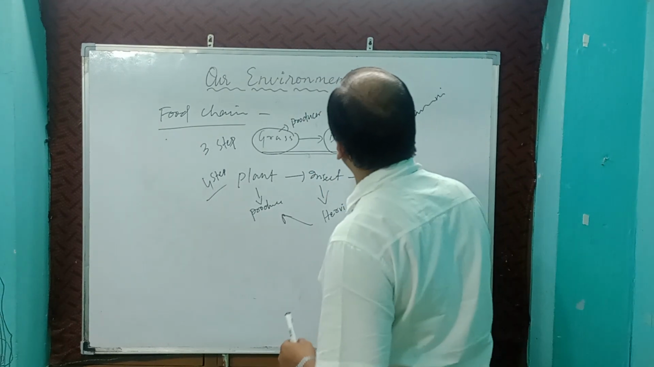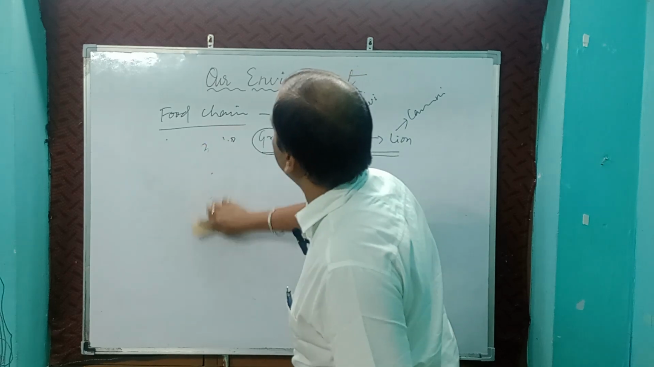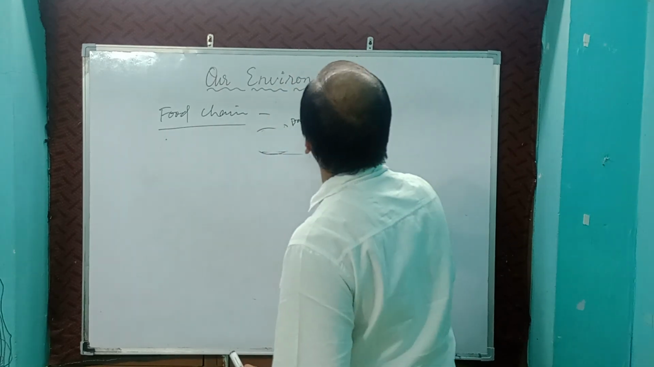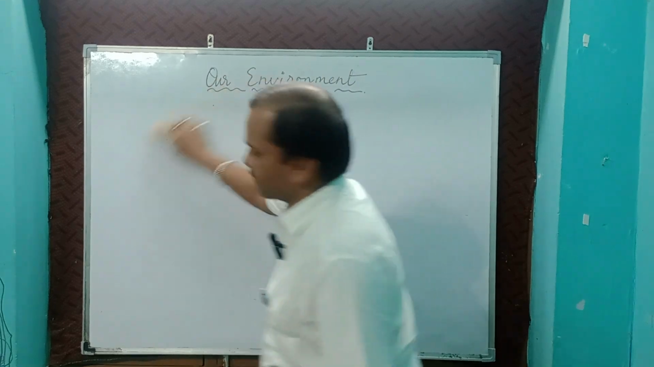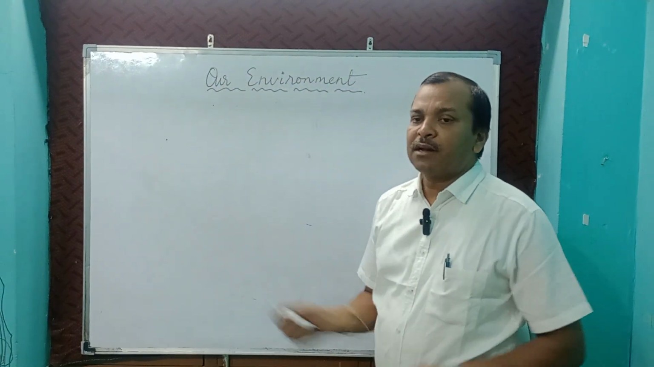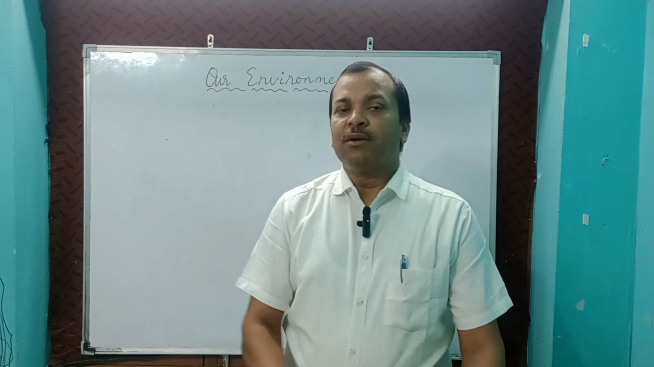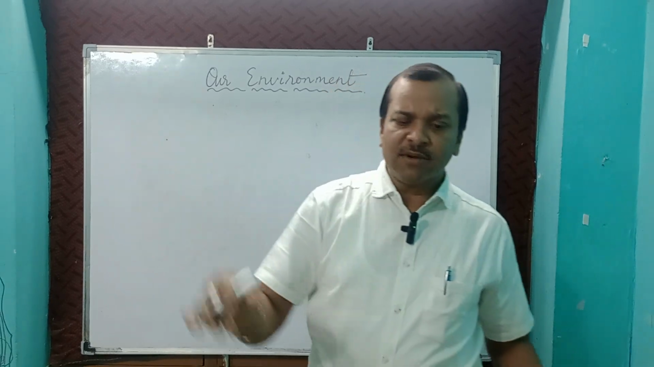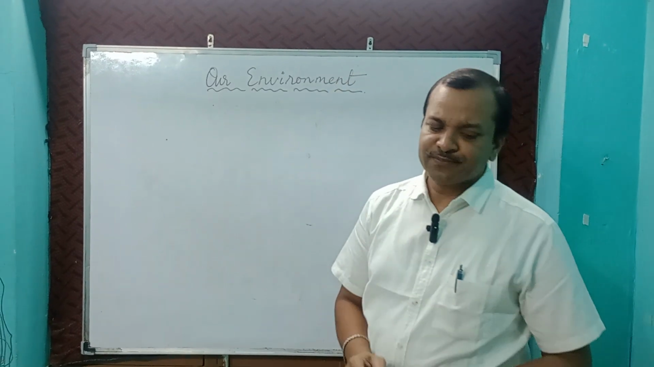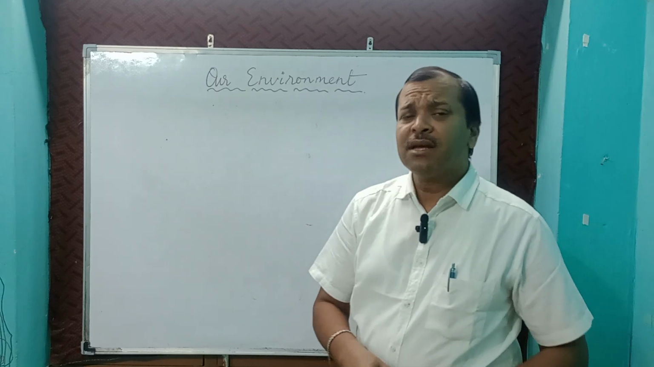Snake can be eaten by hawk, hawk is in top carnivorous. Clear? Snake can be top carnivorous. Clear? Carnivorous can be eaten by another carnivorous, that is top carnivorous. Clear?